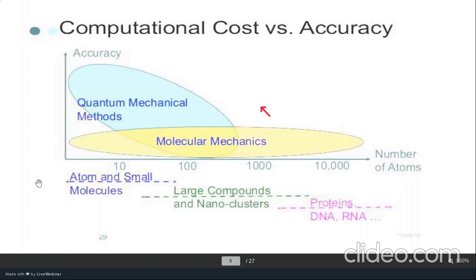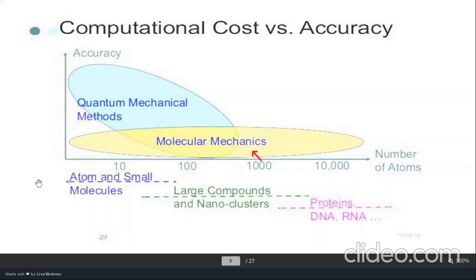This picture represents computational cost versus accuracy. Here we have accuracy and the number of atoms, which shows that quantum mechanical methods can deal with more than 100 and less than 1000 atoms. So basically, the accuracy of quantum mechanical methods is good, but they deal only with fewer than 1000 atoms. In molecular mechanics, we can deal with up to 10,000 atoms, but the accuracy of molecular mechanics methods is lower.